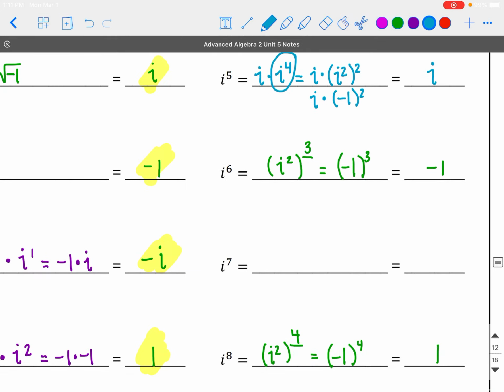All right, now i to the 7th. Take out an i. We're left with i to the 6th. So I can change that i to the 6th. I can do i squared to the 3rd power. That would be -1 to the 3rd power. So -1 to the 3rd power is -1 times i, which is -i.